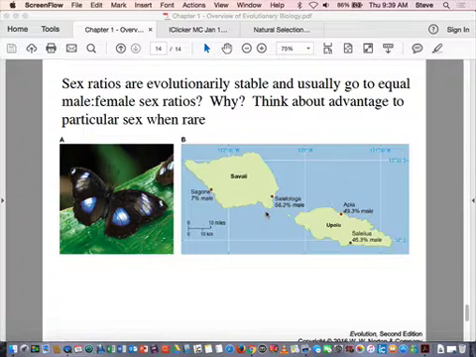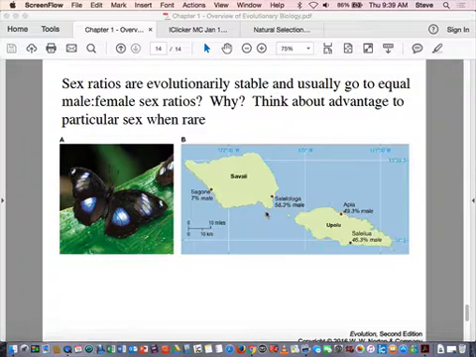So what happened? They were originally about 99% female, and this was about 5 years later after the introduction of Wolbachia. What happened on this island? In most of these cases, it overshot a little bit, but it went back to about a 50-50 sex ratio. So the males increased in frequency. Okay?